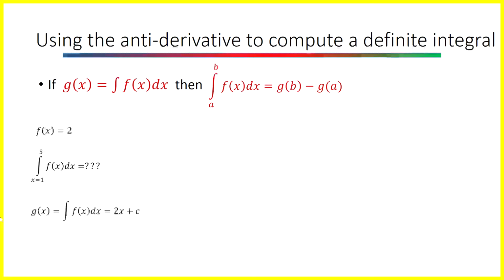Remember, c is just any constant. We can pick any constant c, and this equation will still work as the antiderivative. So let's just pick one. Let's pick 3. So g of x equals 2x plus 3.